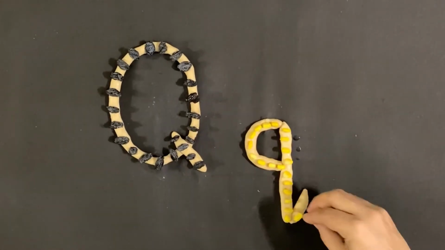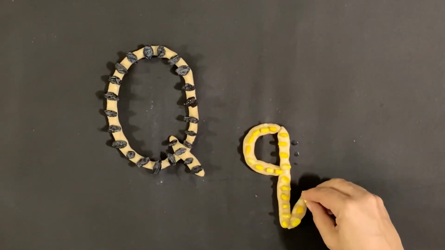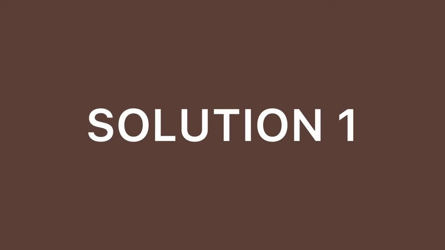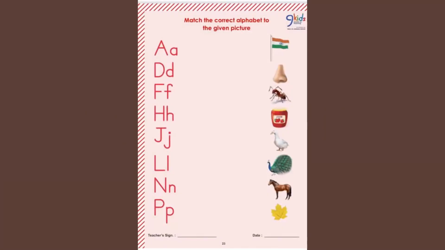It is looking very beautiful. I hope you all enjoyed this activity. Now let's solve the worksheets. In the first worksheet, you had to match the correct alphabet to the given picture. So, let us see the solution of the worksheet by matching the correct alphabet to the given picture.